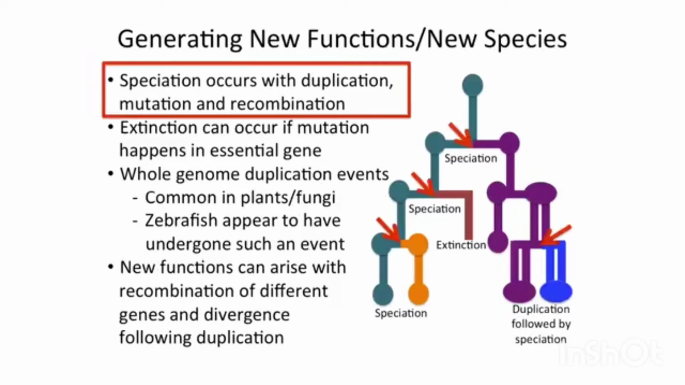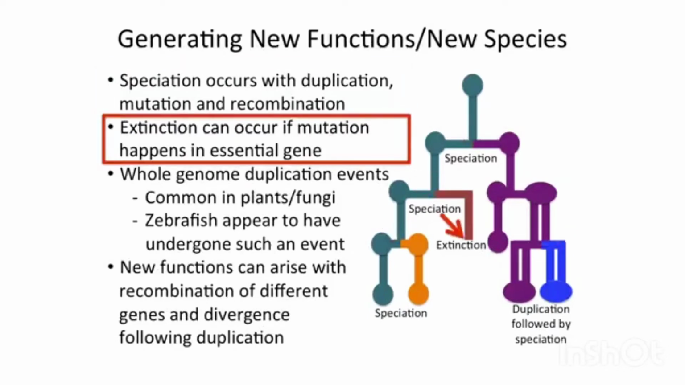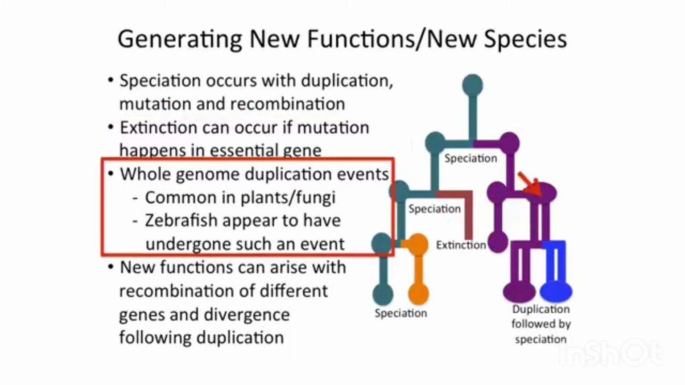Changes in DNA are part of generating both new functions and new species. A single species may diverge into 2 different species because of the kinds of changes that we have discussed: small duplications, mutation, or recombination. But remember that changes in DNA can also be fatal, so extinction can occur if mutation happens in an essential gene. Interestingly, genome duplication events are common in plants and fungi, where the entire genome is duplicated, and even the vertebrate zebrafish appears to have undergone this type of event.